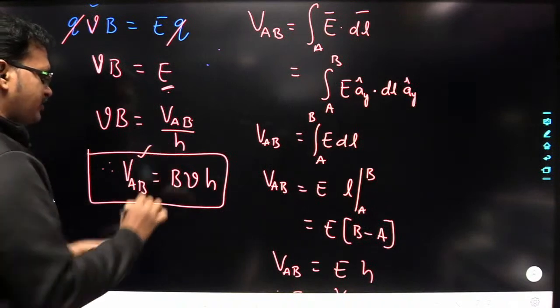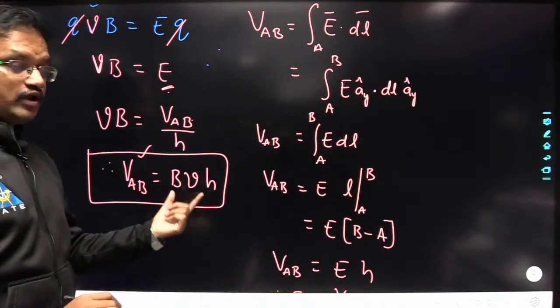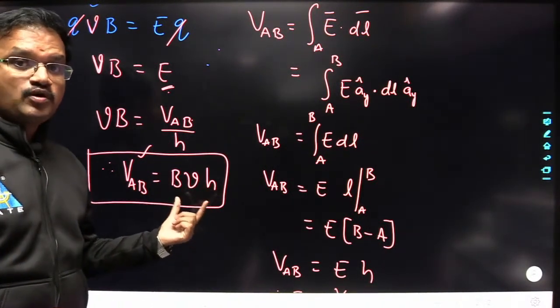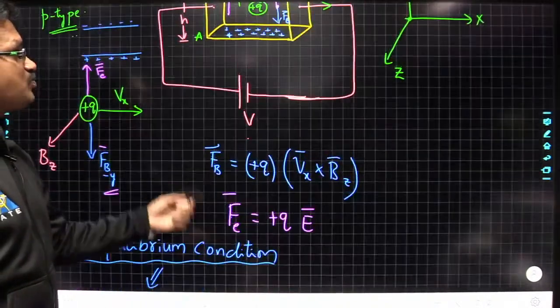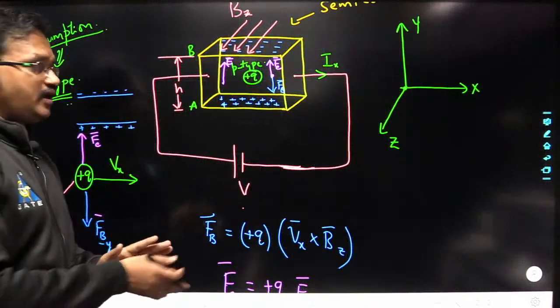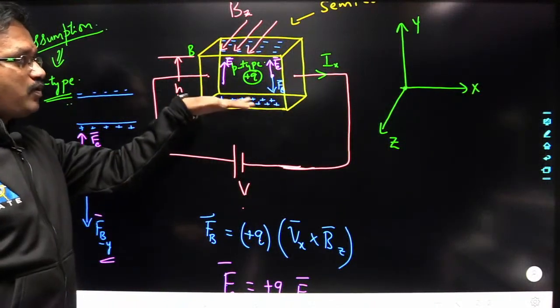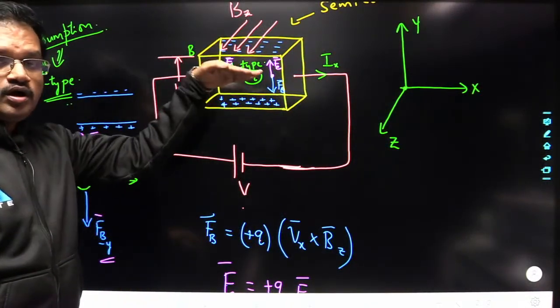So what we got here? VAB, the potential difference between A and B, we got as some positive value. Yes or no? So if VAB is positive, it means we can say the bottom plate is positive with respect to the top plate.